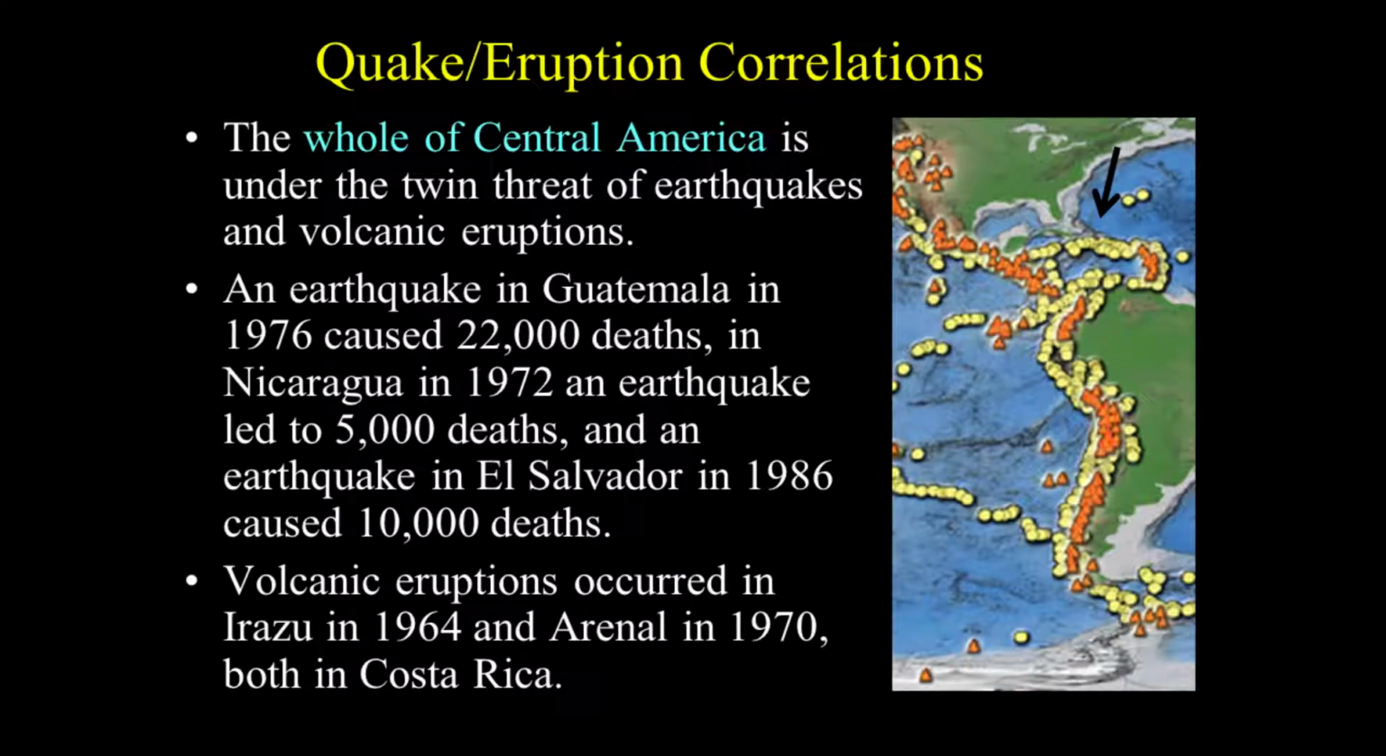The whole of Central America is under the twin threat of earthquakes and volcanic eruptions. An earthquake in Guatemala in 1976 caused 22,000 deaths. In Nicaragua in 1972, an earthquake led to 5,000 deaths. And an earthquake in El Salvador in 1986 caused 10,000 deaths. Volcanic eruptions occurred in Irazu in 1964 and Arenal in 1970, both in Costa Rica. The black arrows in this picture indicate red and yellow dots close to each other, indicating these correlations.